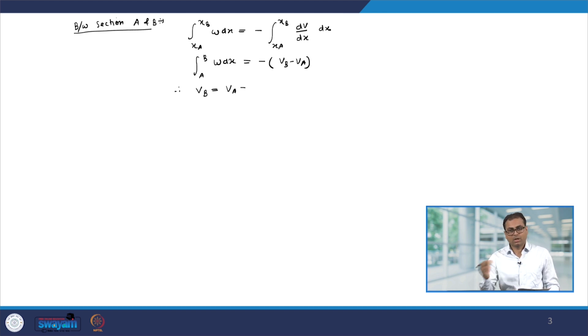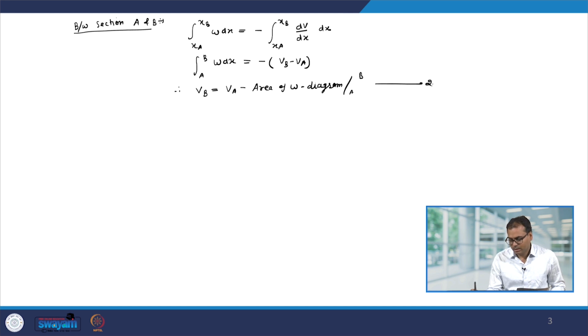So, we have this load intensity, you find out the area of that, that will give you the integral of W dx. So, on the left hand side we have the area of the W diagram between A and B. Let us call this equation number 2.